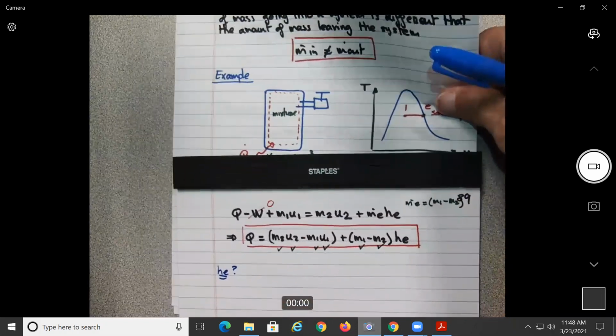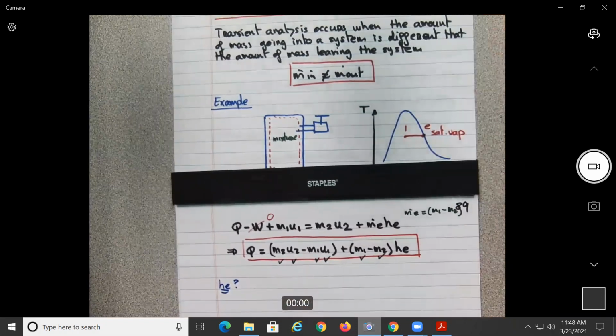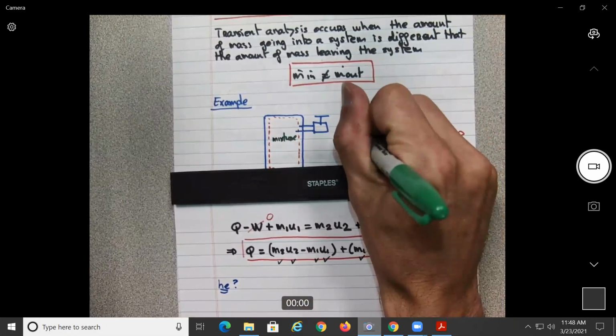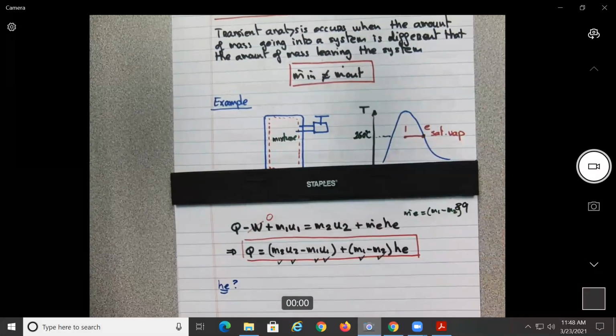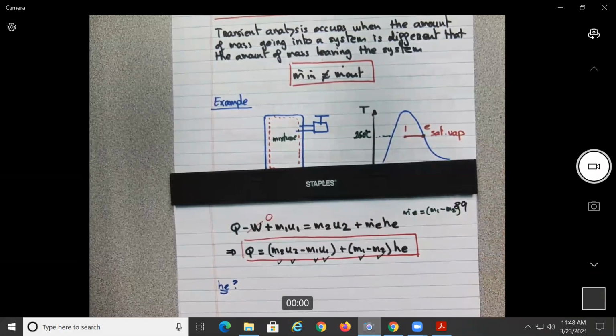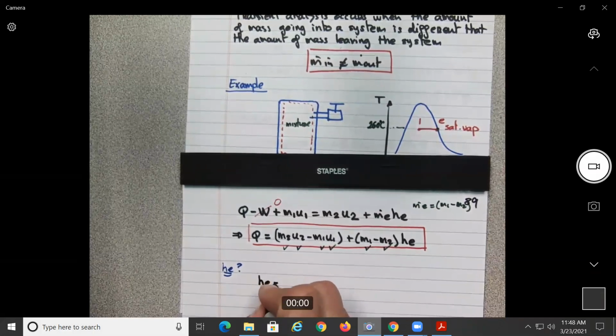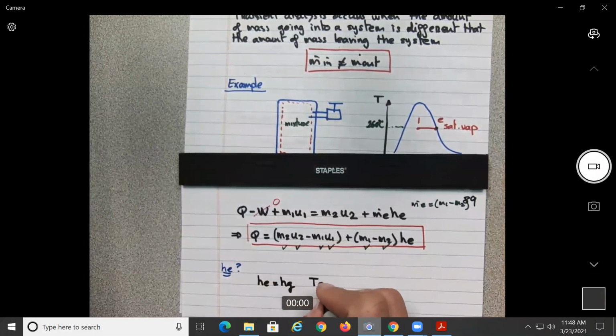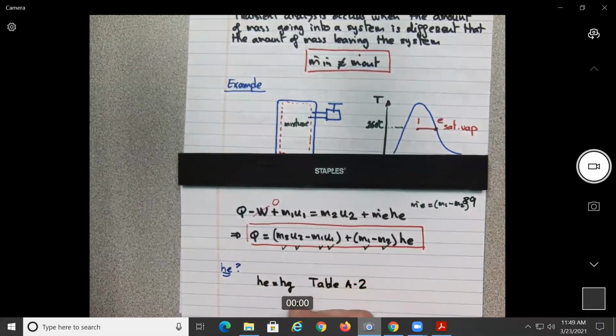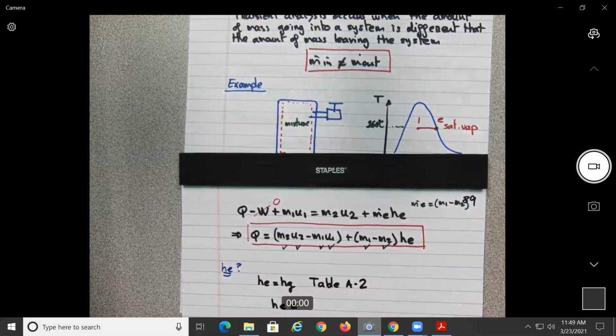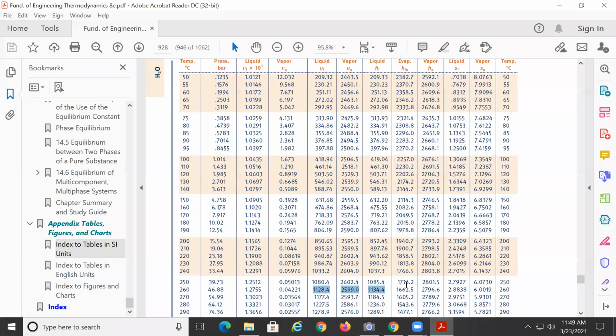Again, you can look at the figure. What is the temperature over here? 260, no? So now we can go and say that the H sub E over here should be equal to the H sub G, no? Along this line. So again, this will be table A2. So H sub G will be equal to 2,796.6.